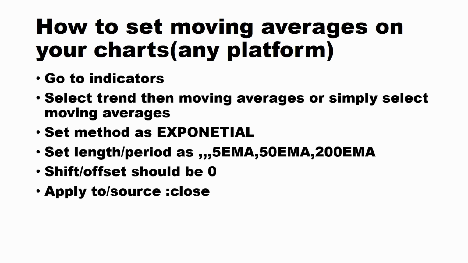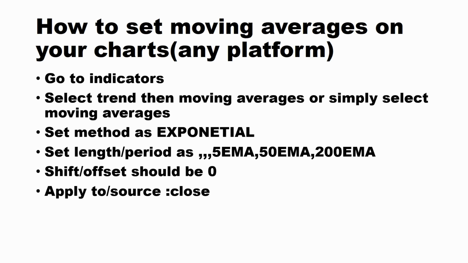Select moving averages, and then set the method as exponential. The method is like the type of moving average. There are very many you're going to see there, but select exponential, which I'm recommending to you, right? And then set your length, or what we call period, as the moving average that you've selected. If you've chosen the 5 EMA, you're going to put 5. If you've chosen the 50, you're going to put 50. If you've chosen the 200 EMA, you're going to put 200.